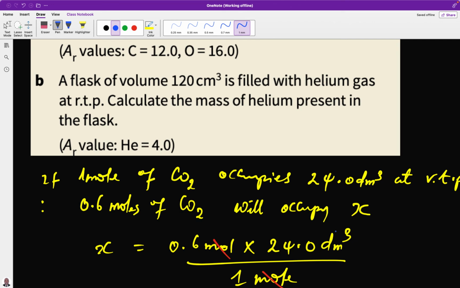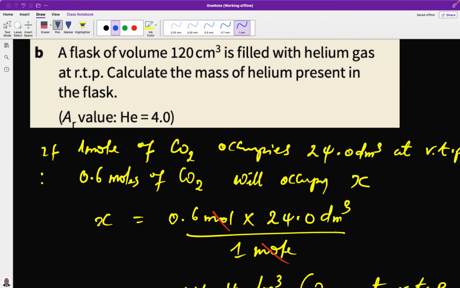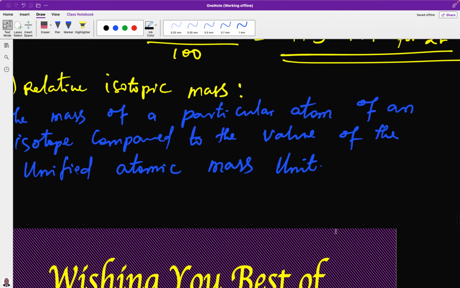Why must we use the molar gas volume? Because we have been stated that 120 cm3 is filled with helium gas at room temperature. The condition room temperature and pressure gives us the room to use the molar gas volume. So after converting 120 to dm cube, now we can use again our simple proportion.